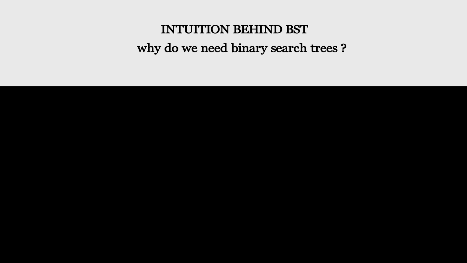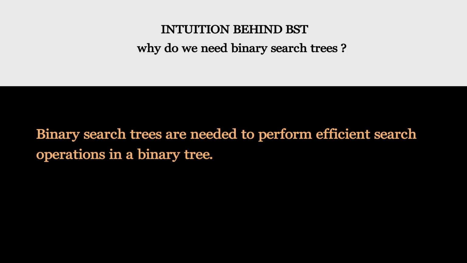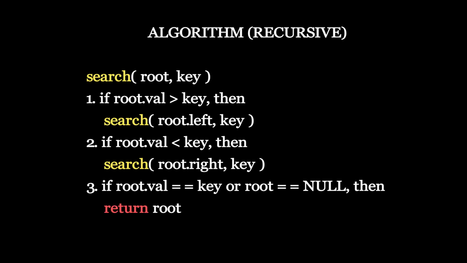So at every step we can now reduce our search space into half. As a result, we can now perform search in log n time in a binary search tree. So this is the intuition. This is the exact idea behind binary search tree so that you can perform efficient search in a binary tree. Let us now design an algorithm for the same.